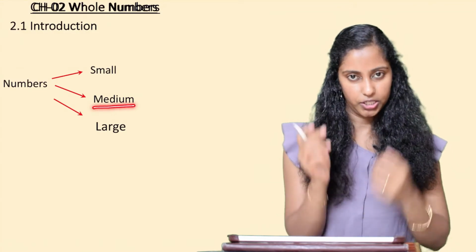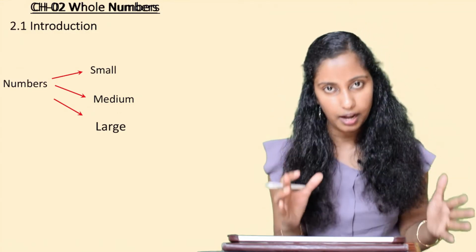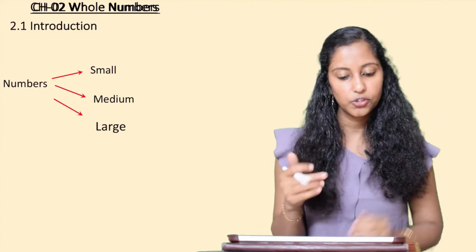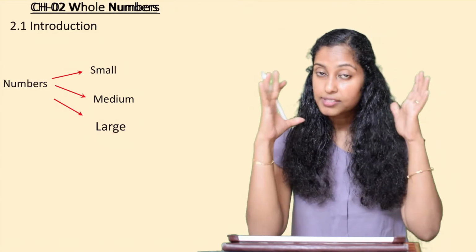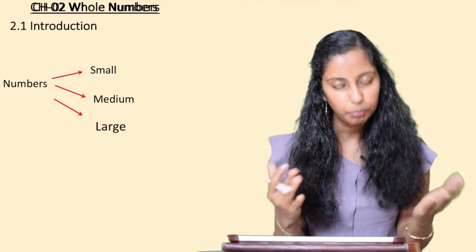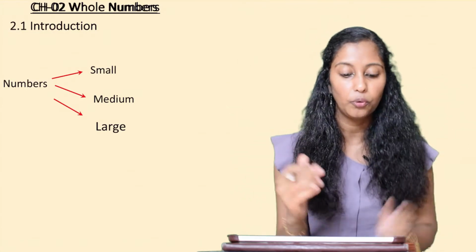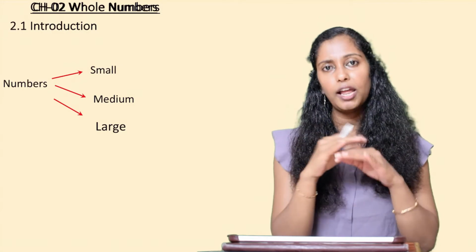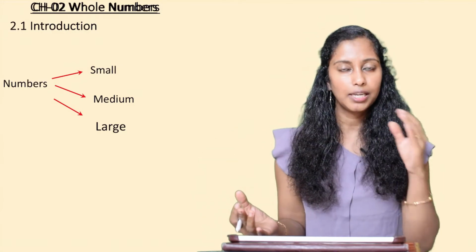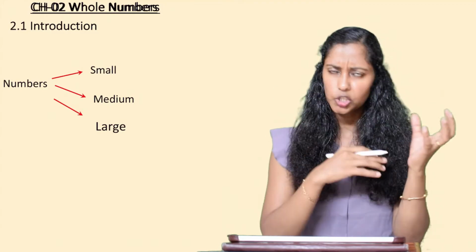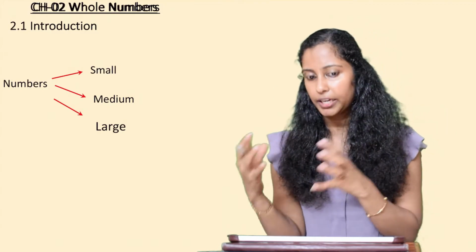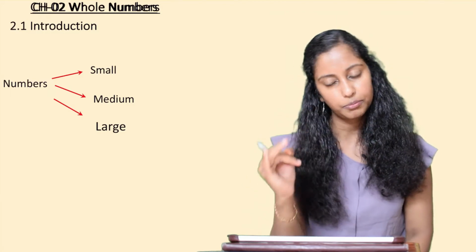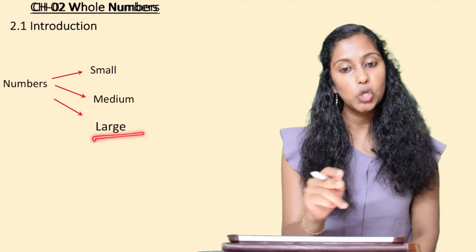Numbers can be medium, such as the number of students in our class or the number of people living in one building or society. And the numbers can be as large as the population of India, the population of Asia, the population of the whole world. So these small numbers, large numbers and medium numbers all have got different names. Small numbers and large numbers are easy to count, to add, subtract, multiply, divide. Large numbers are a little difficult, but they are not impossible. We can add, subtract, multiply and divide large numbers also.